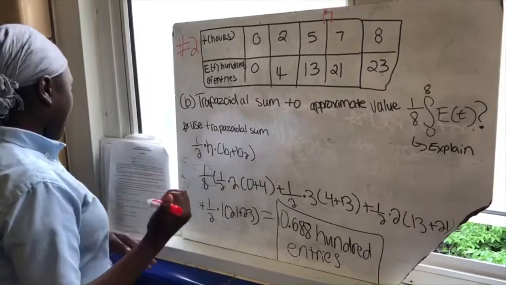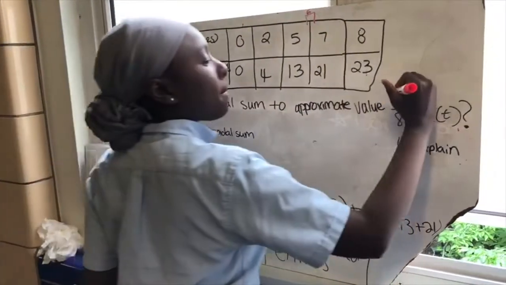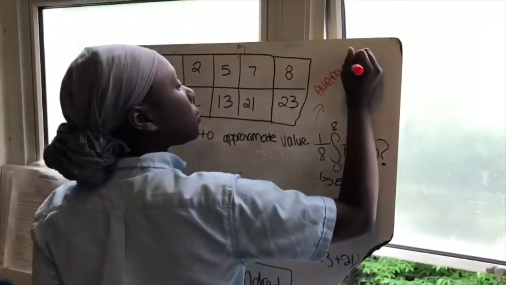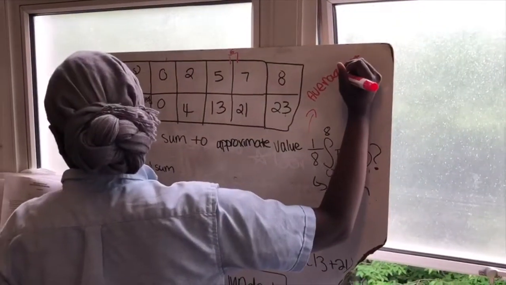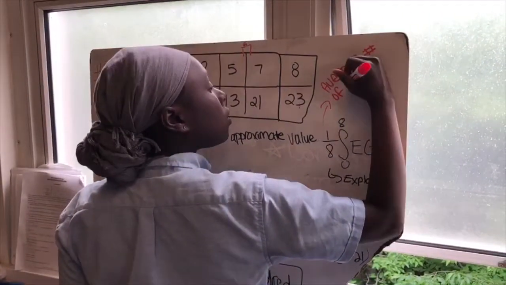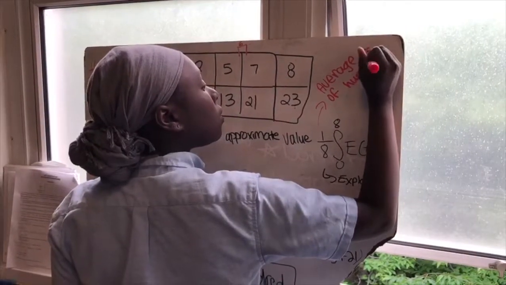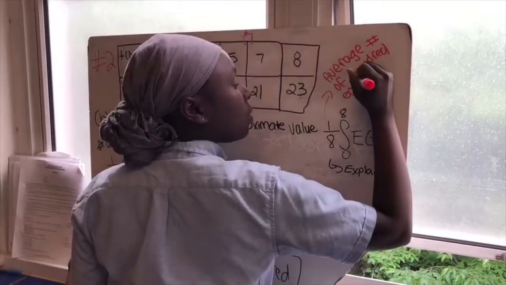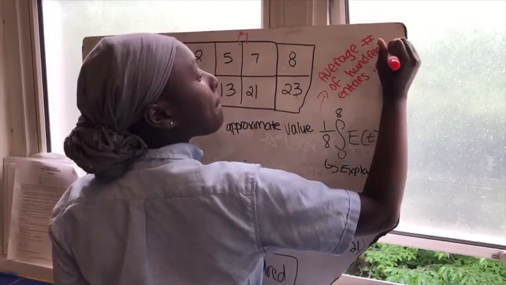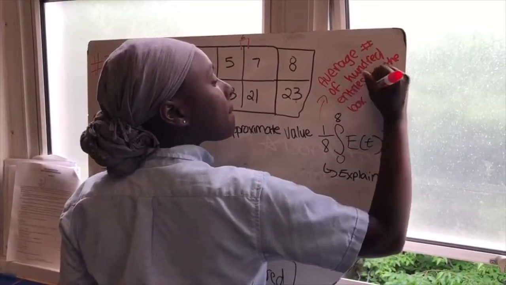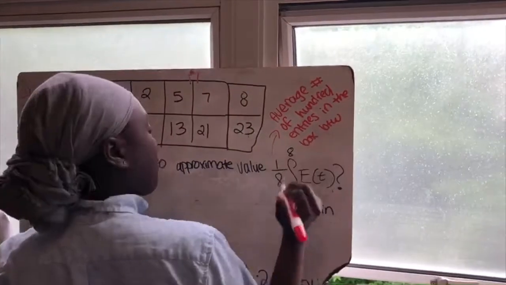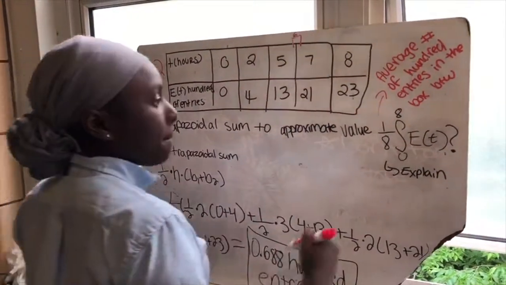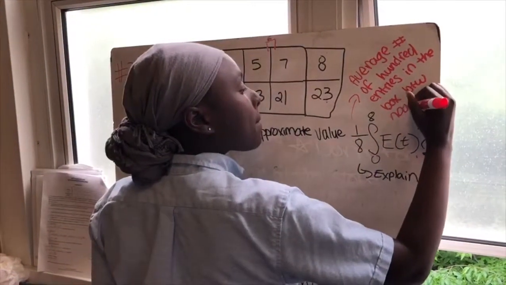Now in the problem, it also asks me to explain what this expression means. So this expression is basically the average number of hundreds of people who enter the box between 0 and 8. When it asks you to explain what it means, explain it, because it'll give you a point. So it's the average number of hundreds of entries in the box between noon and 8 p.m.